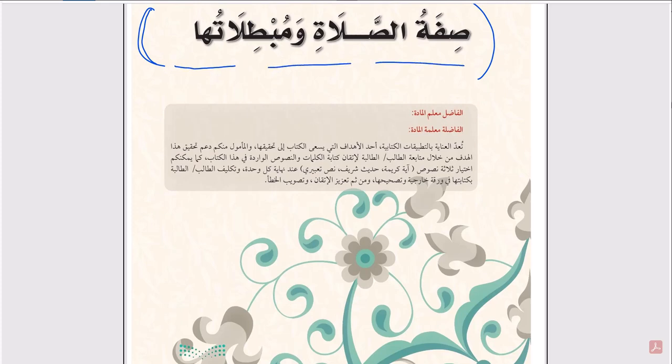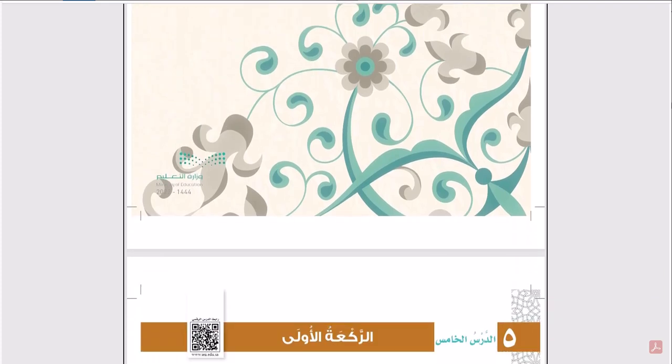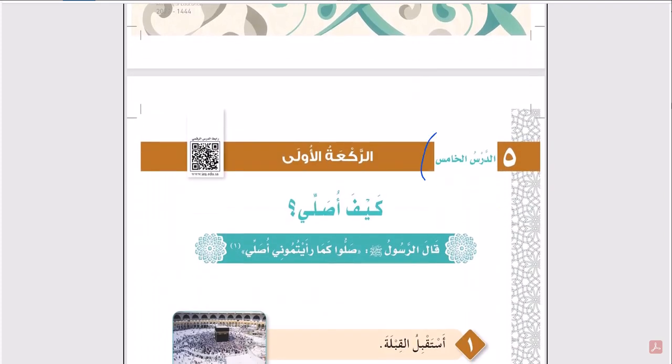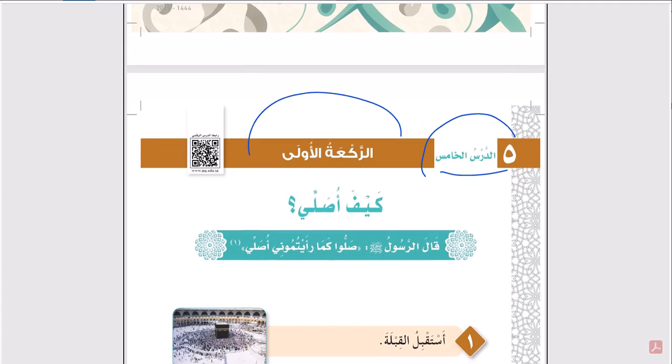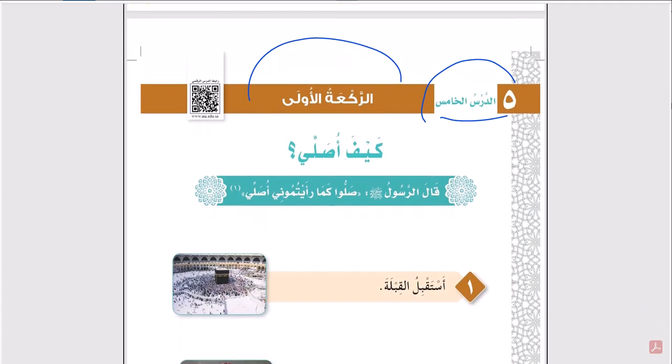So for today, we have Sifatu Salati wa mubtilatuha. Description of the prayer, the Salah, and those things that render it null and void, the invalidators. Ad-Darsul Khamis, the fifth lesson. Ar-Rak'atul Ula, the first rak'ah. Kayfa usalli, how do I pray?